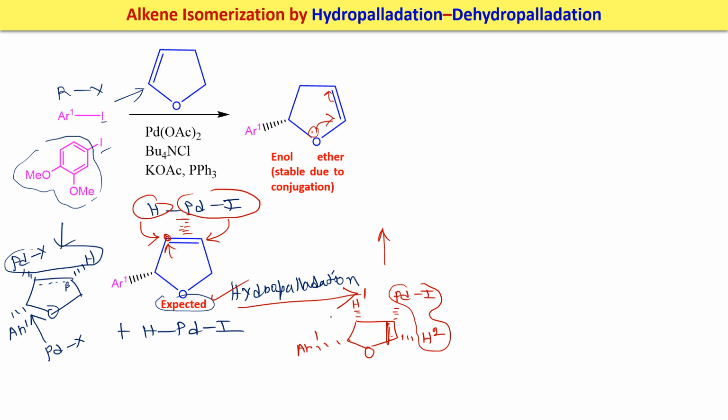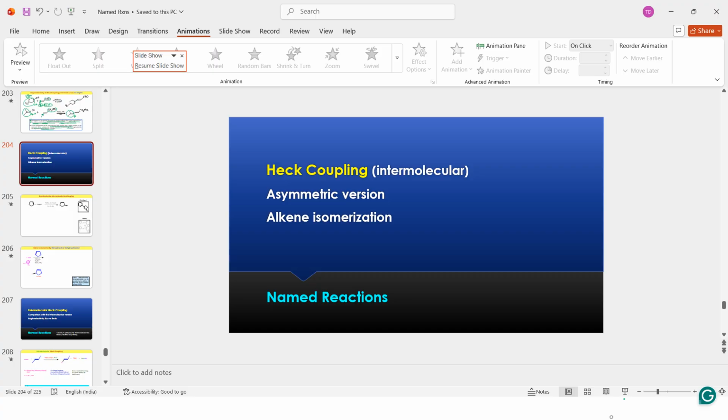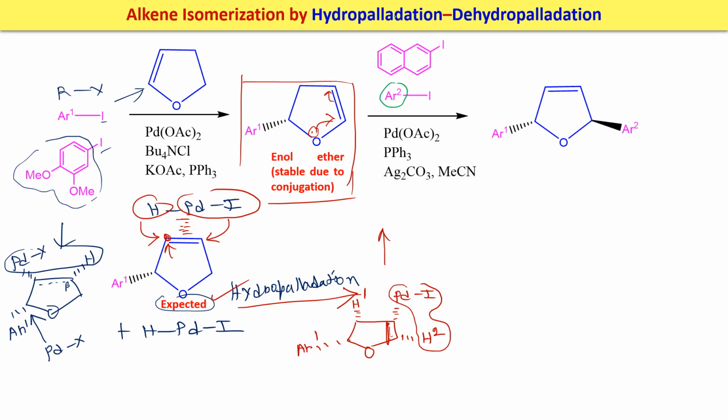Now one more example we will see of Heck by using this molecule, that is the enol ether, as starting material. So a further Heck reaction we will do here. So see, this is another Heck reaction we are doing. In this case we have taken Ar2I, where Ar2 is this naphthyl group. As you can see here, this is our Ar2. Now when this Ar2 is added, first there will be addition to this position.